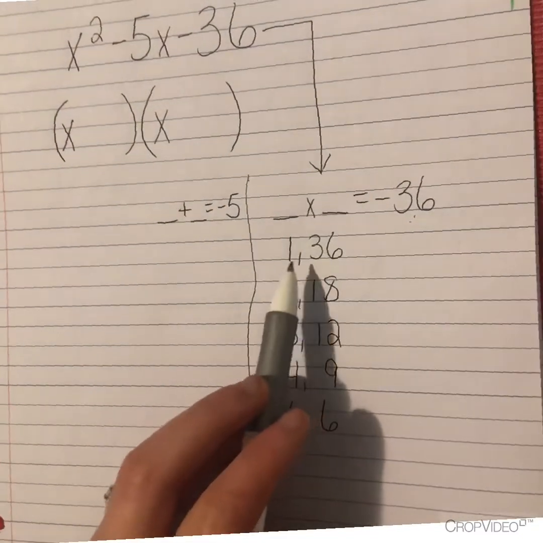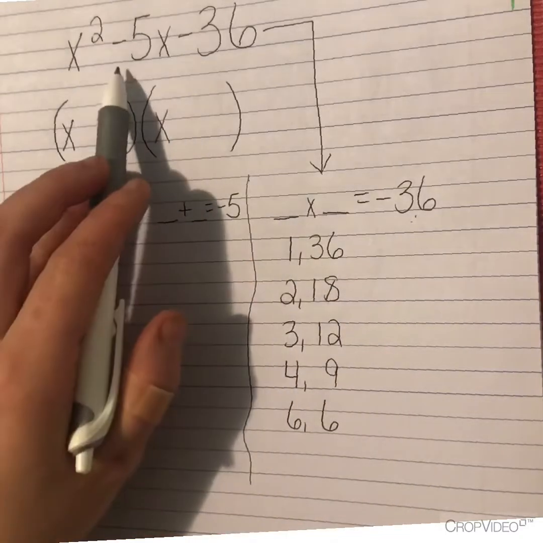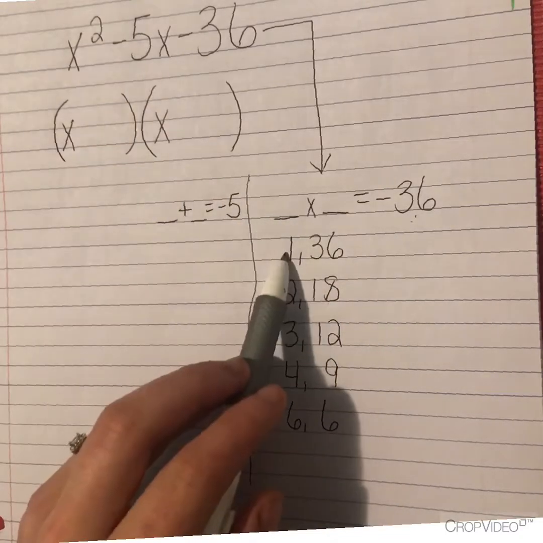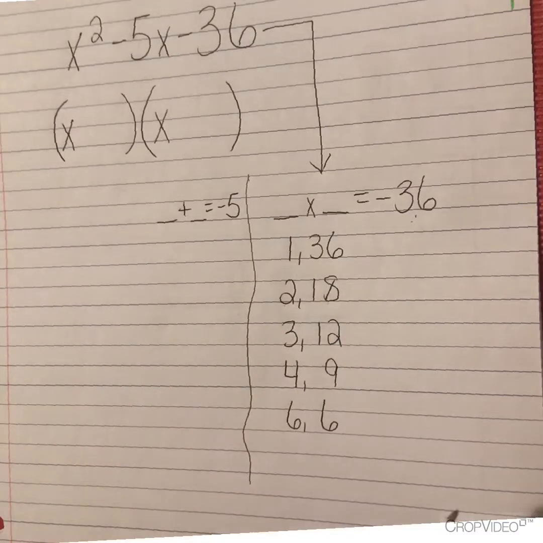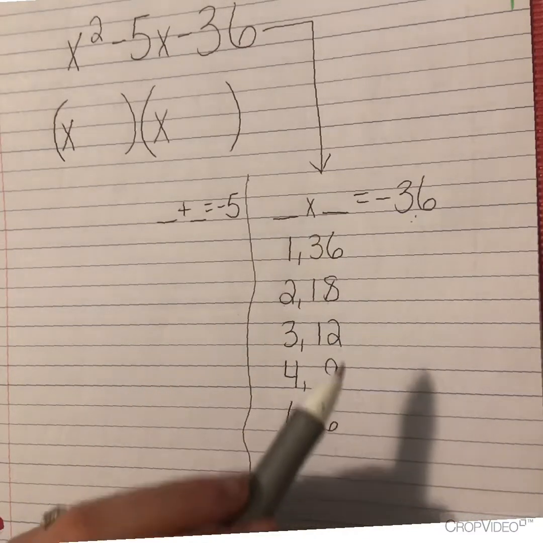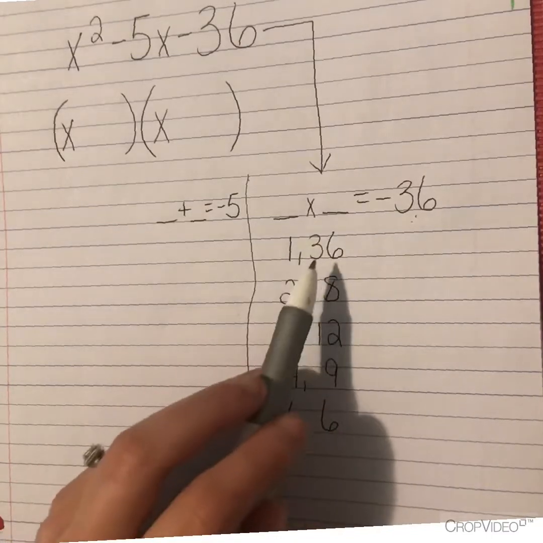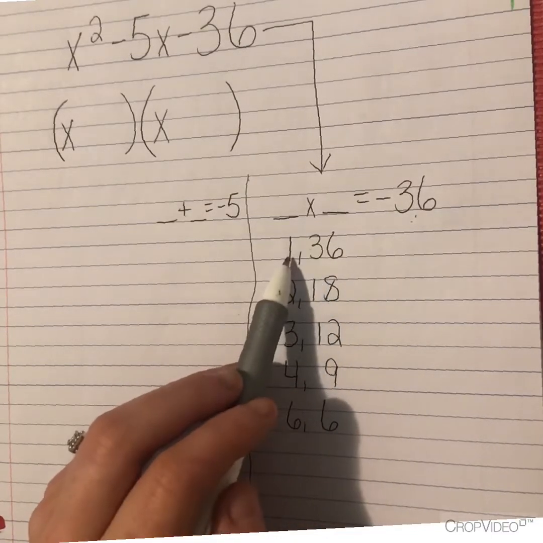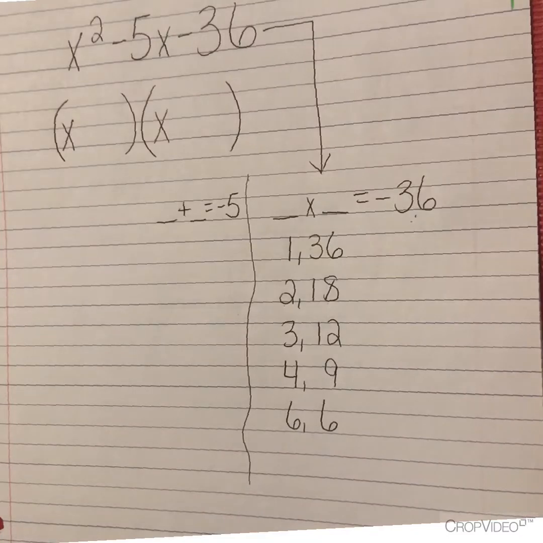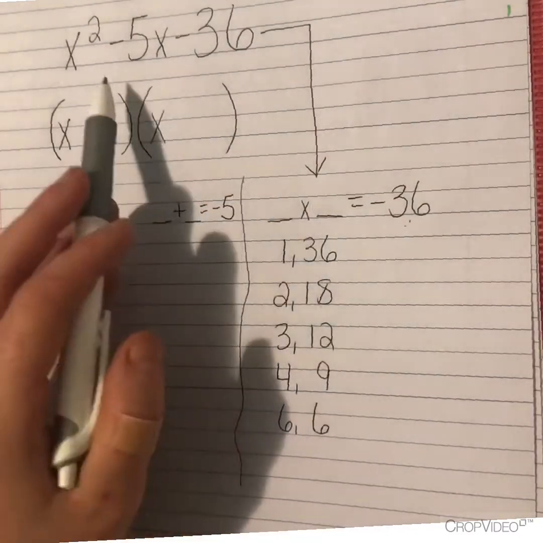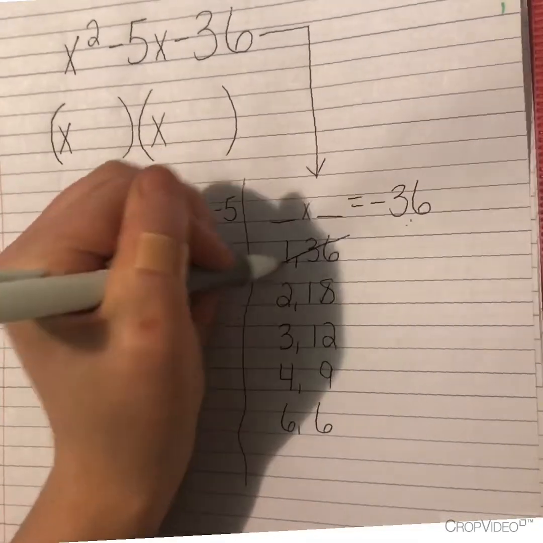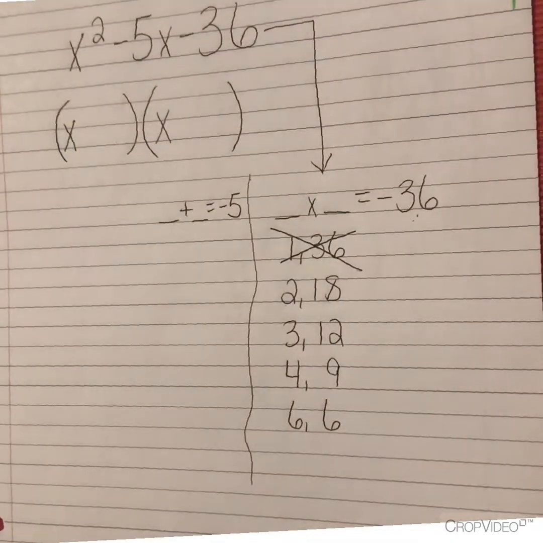So you have to think to yourself, can a 1 and a 36 ever equal a negative 5? I know that if we made the 1 the negative plus 36, that would end up being positive 35. And reverse, if we did the negative 36 plus 1, it would be negative 35. Or I'm sorry, positive 36 minus 1 would give us positive 35. That could never equal a 5. So we know that that one is not an option.